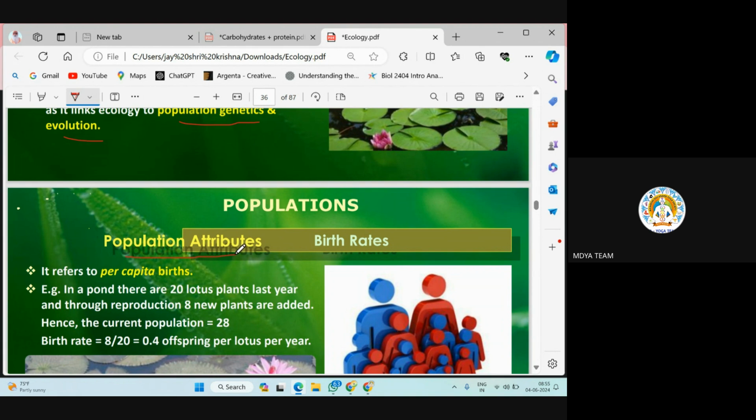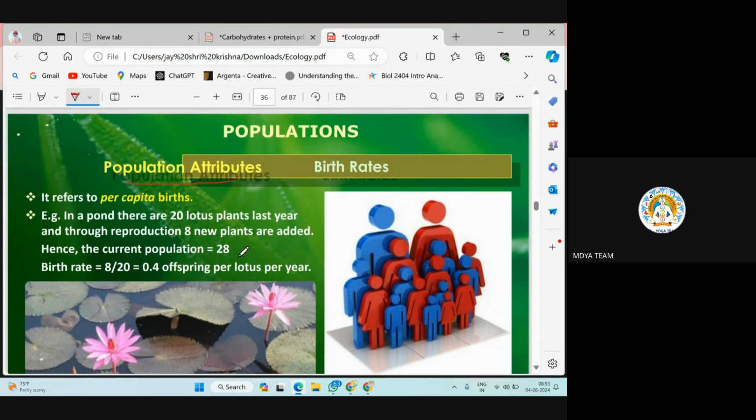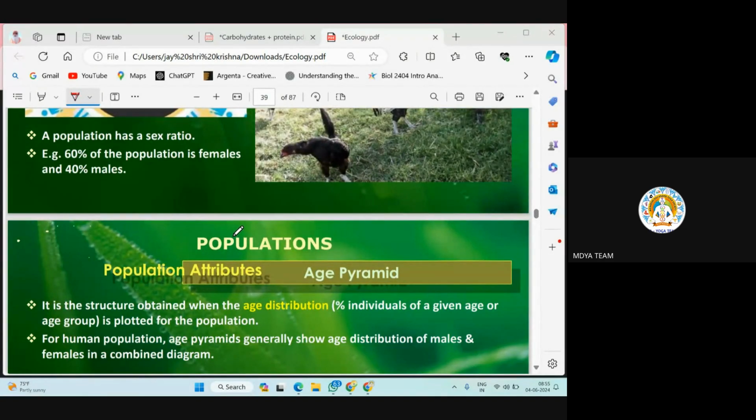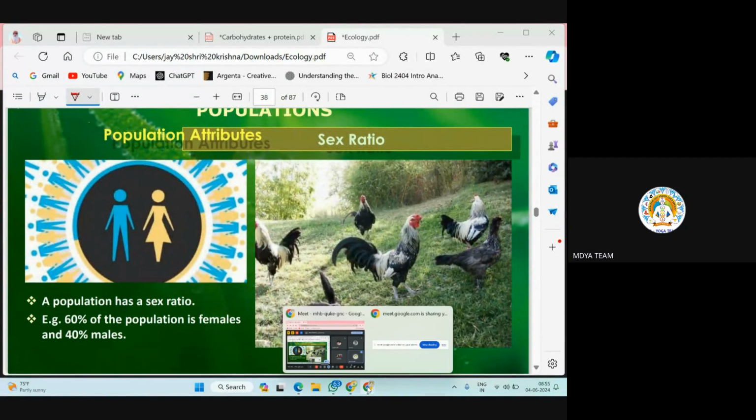Okay. Next is birth rate. Birth rate is the per capita birth rate, meaning per individual how many births take place in an area. It is known as birth rate. So I will show you birth rate, death rate, and sex ratio. These three terms I will explain.